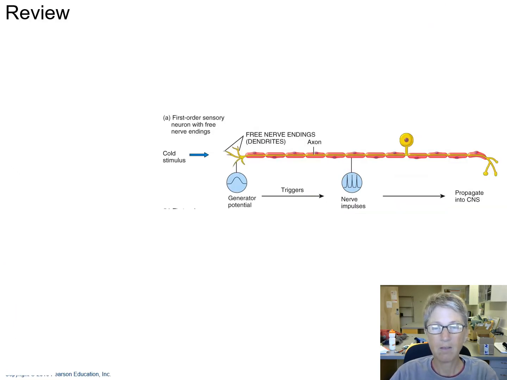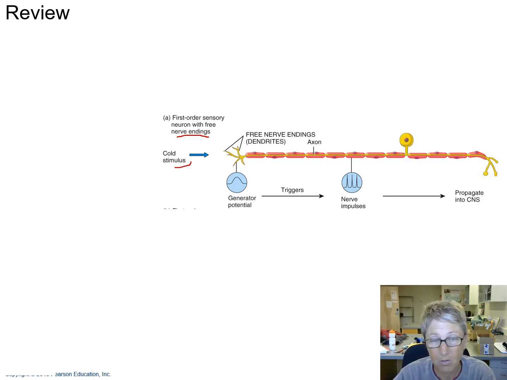We did this last video as well. This is a cartoon of a first order sensory neuron with free nerve endings. Remember, in the sensory afferent division, you have first order, second order, and third order sensory neurons that get information to the cerebral cortex so that you can sense what you're sensing.